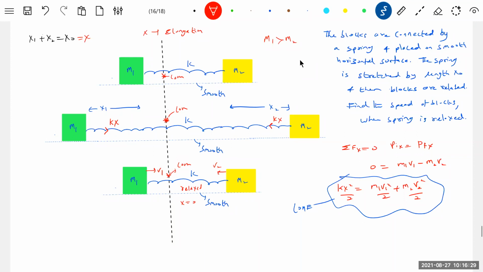Okay, are you getting it now? So the center of mass, why will it not shift? Net force along the x-axis is 0. The blocks will be oscillating, but the center of mass will not move.